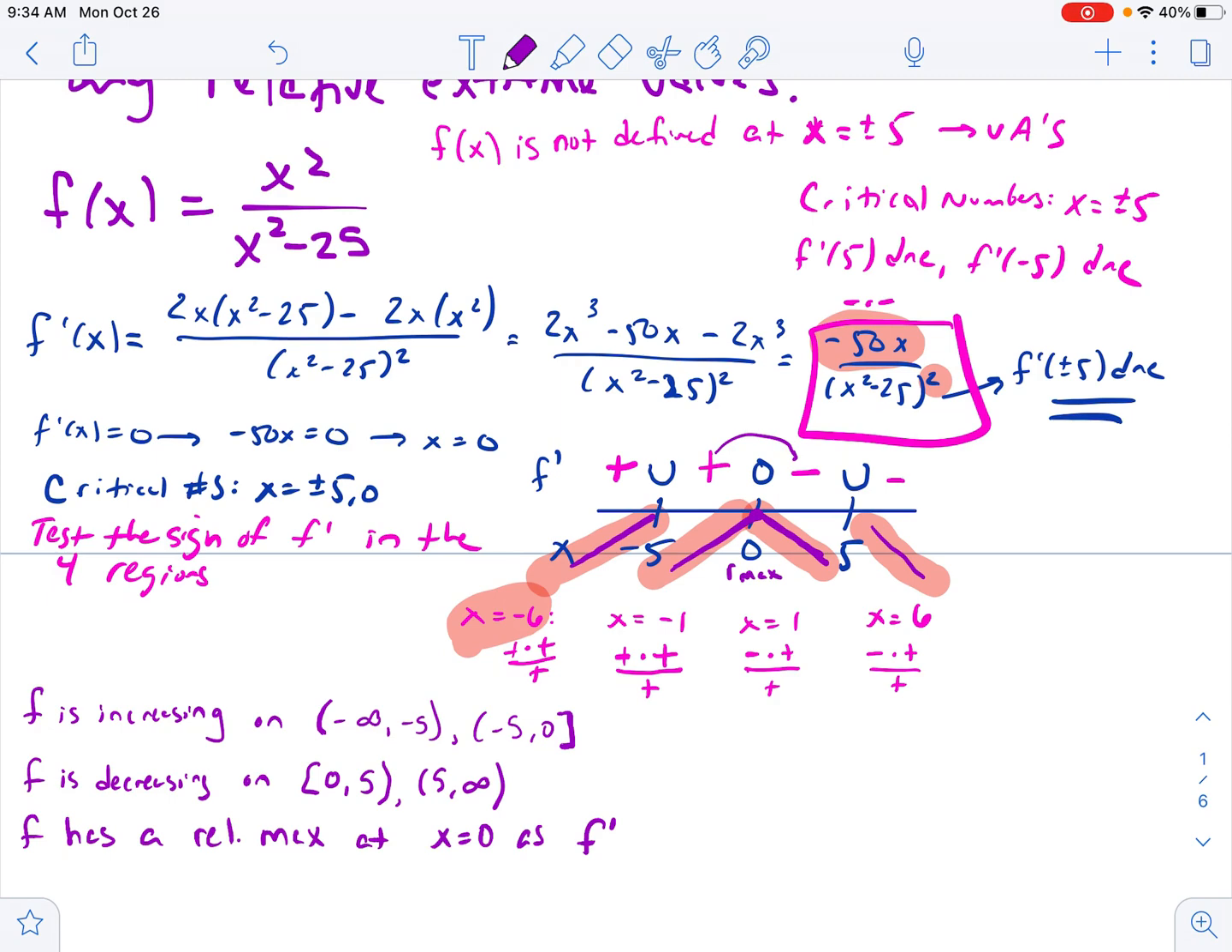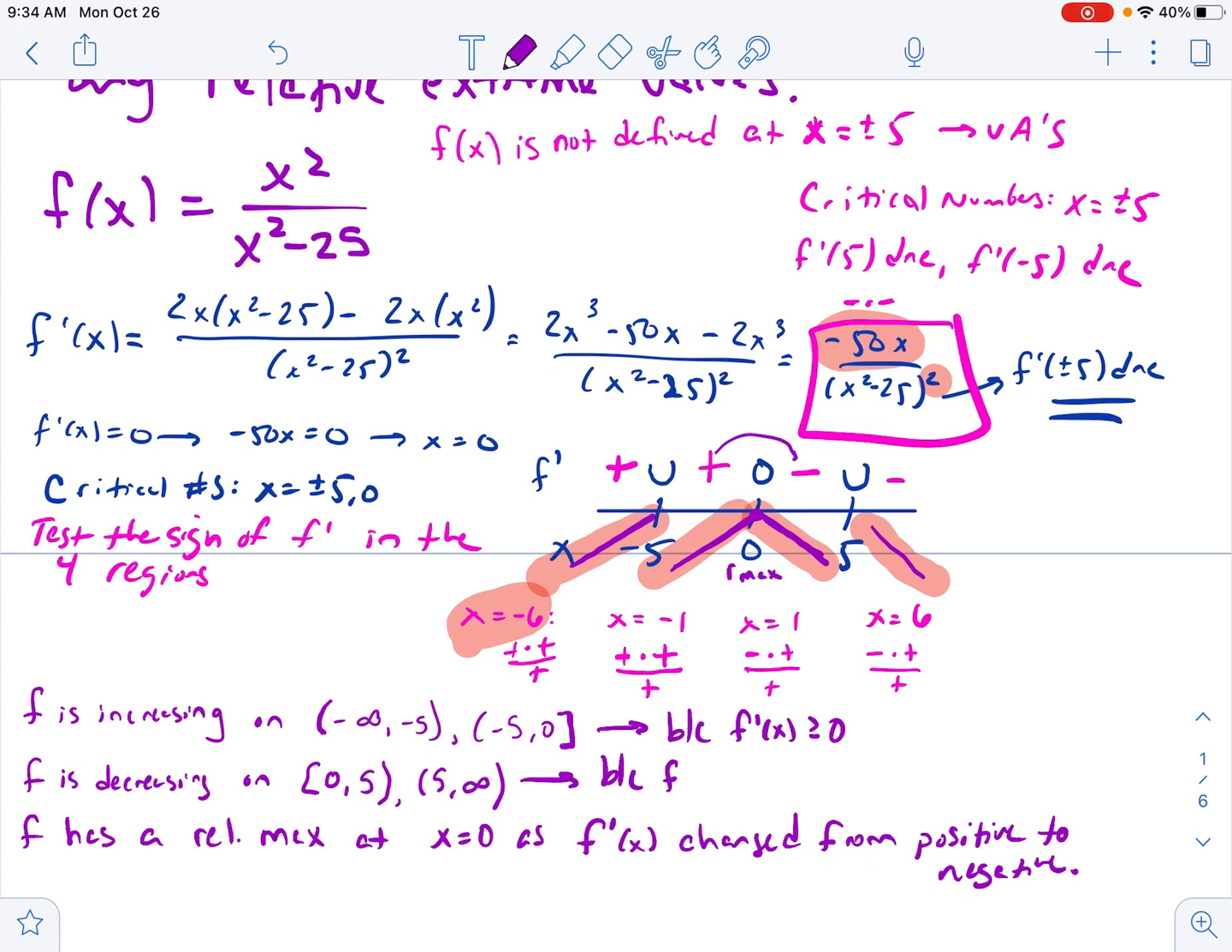And typically on the AP exam, you're asked to justify your answers. So if you're asked why do we have this relative max? Well, it's because f prime of x changed from positive to negative. So you want to include your reasoning typically. And f is increasing because f prime of x is greater than or equal to 0, and f is decreasing because f prime of x is less than or equal to 0.